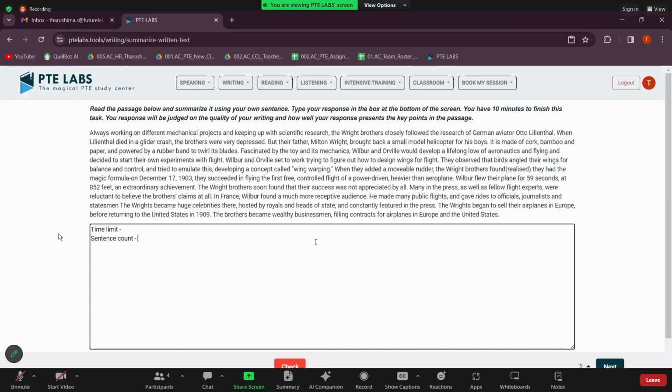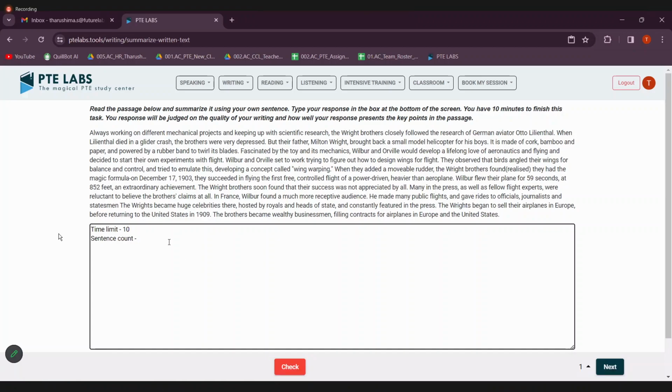Yes, 10 minutes and one sentence. You will be given 10 minutes and you have to write only one sentence. So here it says one sentence, meaning a single sentence. So when it comes to this question, let's talk about the marking as well.